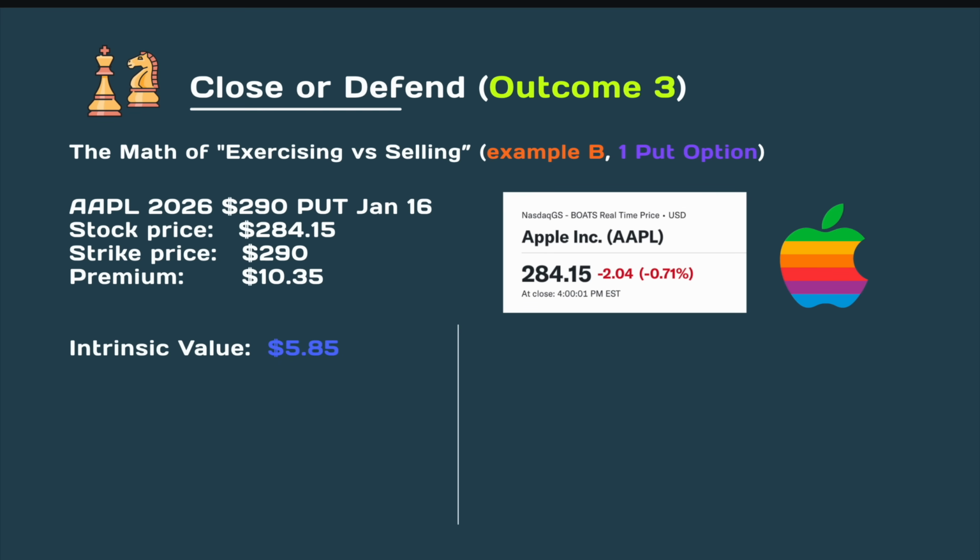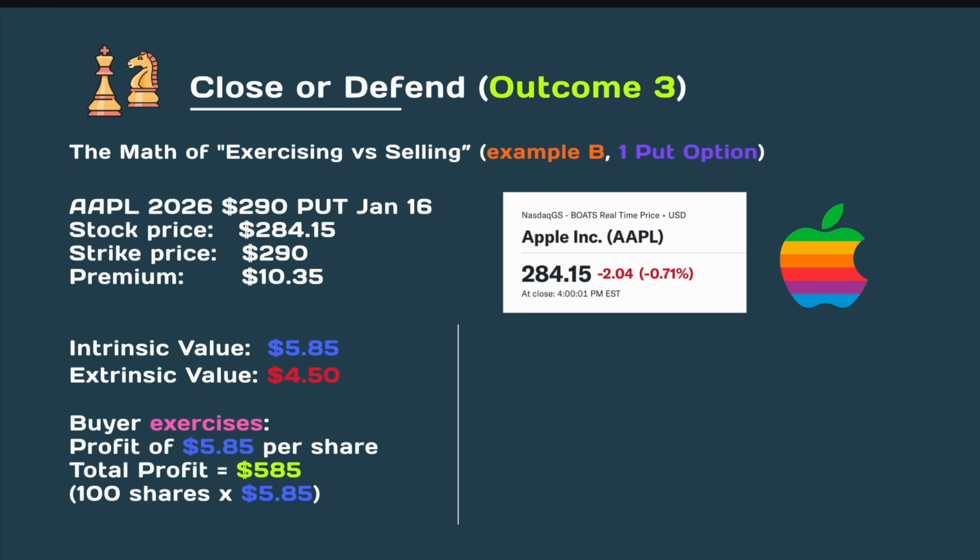In this scenario over here, we know that because the strike price is $290 and that's higher than the stock price by $5.85, and that represents the intrinsic value. Knowing the premium or the option price, we take 10.35 minus 5.85, and that gives us the extrinsic value of the option over here. On the left-hand side, we're going to make the calculation for an early exercise, meaning that the buyer can only realize the intrinsic value of the option itself. In this case, since only one option is involved, we take 5.85 multiplied by 100 shares. That will give the buyer a profit of $585.